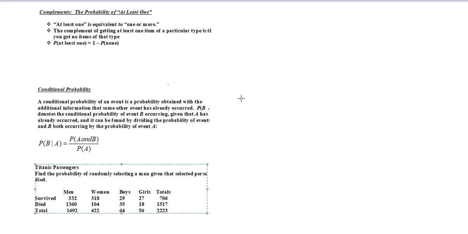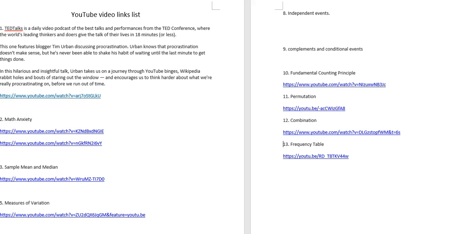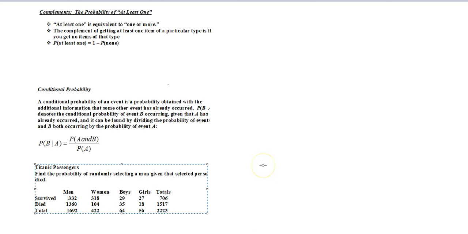The complement of getting at least one item of a particular type is that you get no items of that type. In other words, you subtract: 1 minus the probability of none. So that's the idea.